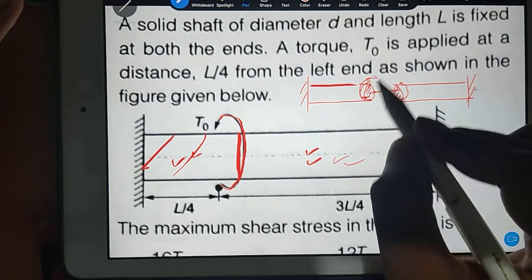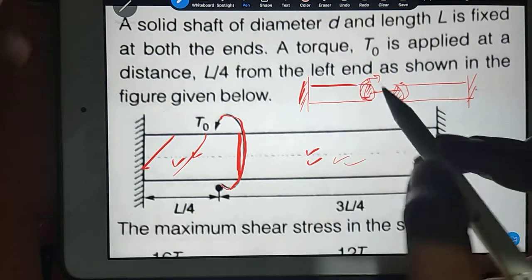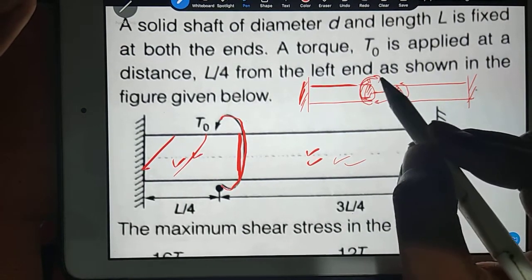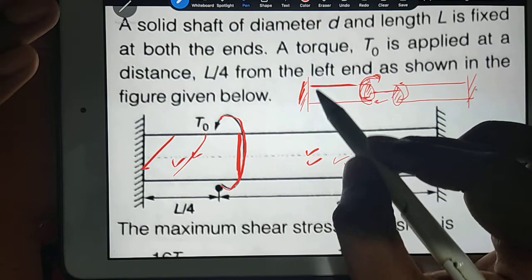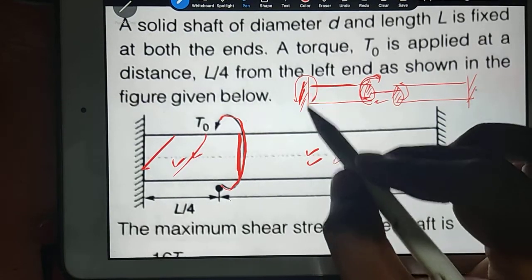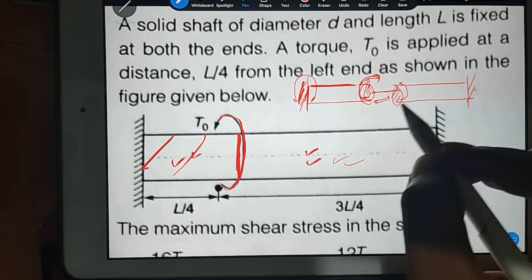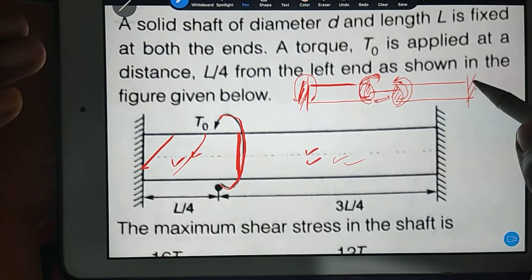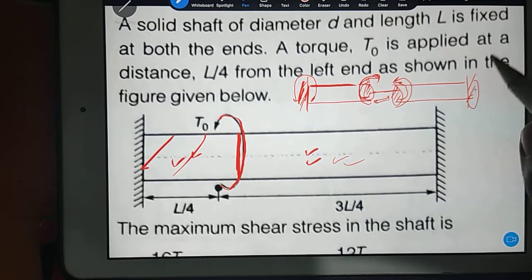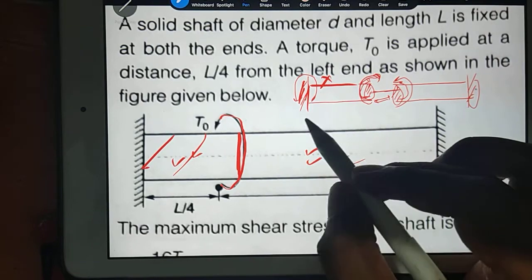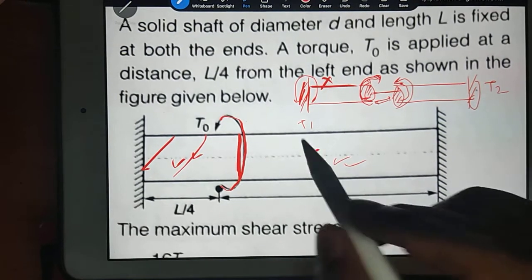So to stop this rotation, the wall will give you, because if you see from this side, this is clockwise rotation, so the wall will give you anti-clockwise rotation so that it can resist here. But if you see from this side, it is anti-clockwise rotation, so the wall will give you clockwise rotation. So anyway, direction does not matter in this question. T1 matters here, T2 matters here. So how will you calculate T1 and T2?